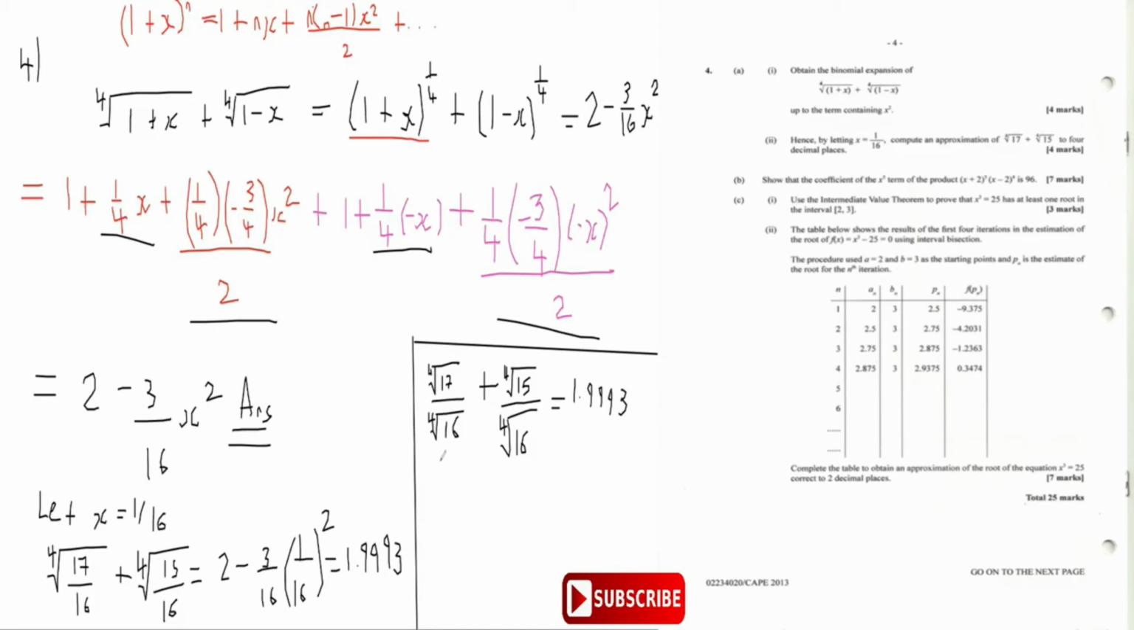Now, what is the square root of 16? I know it's embarrassing to say this again, but once again, put it in a calculator. The square root of 16 is 2. So now we're getting that the square root of 17 over 2, plus the square root of 15 over 2, is equal to 1.9993.